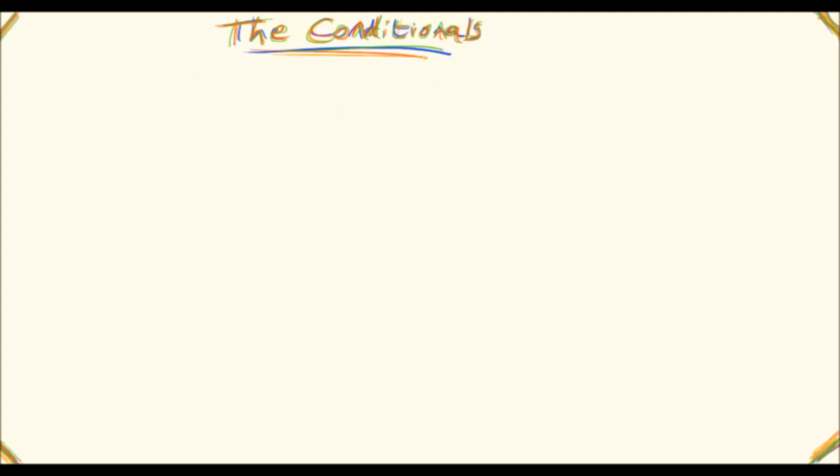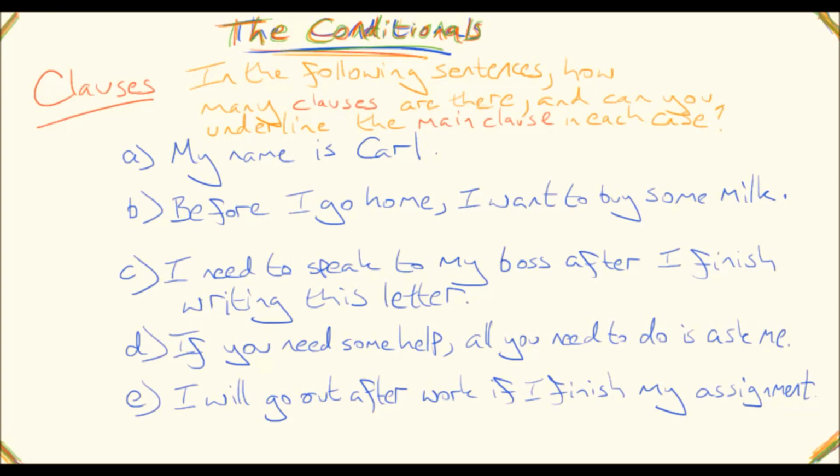how English works. But if you have a look in your study guide, you'll see these sentences and these questions in front of you. In the following sentences, how many clauses are there? And in each sentence, can you also underline the main clause in each case? Now, by a clause, I mean, let's start with the definition that a clause is a chunk of a sentence, one complete idea in a sentence. So, I'll give you some time to think about that one just for a moment.